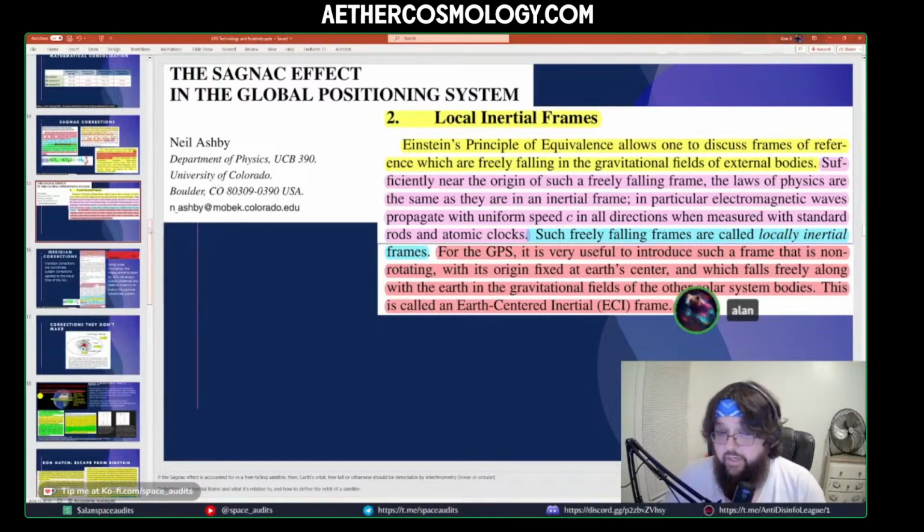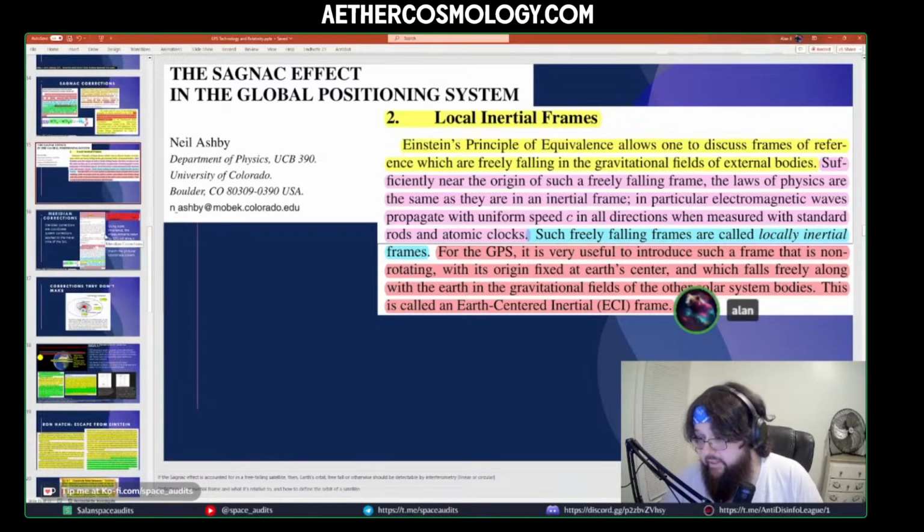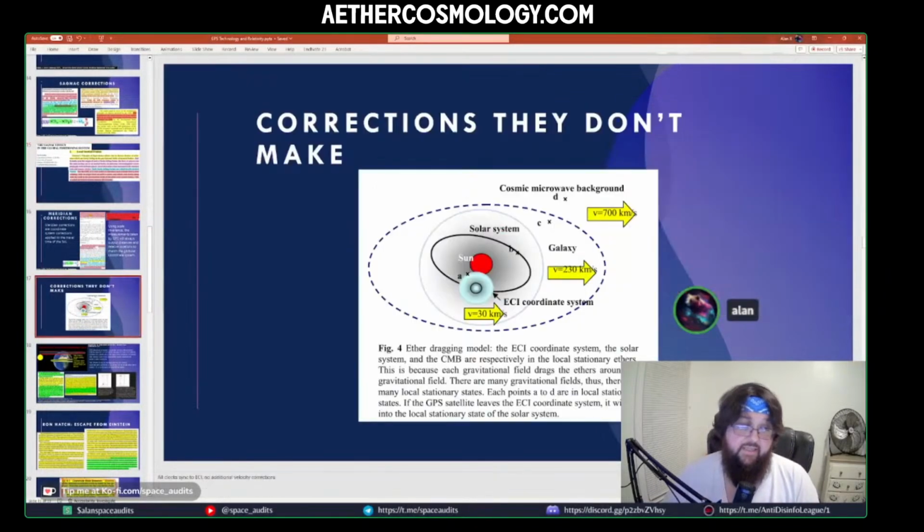It should not require a correction that corresponds to its absolute velocity if the Michelson-Morley experiment can't detect the absolute velocity of the Earth around the sun. So in the same respect, they say, okay, well, the Earth's falling around the geodesic and all that stuff. So the same situation is going to apply here. So we're going to see the actual corrections that they're making for these clocks, and they're not going to correct for any of these galactic or cosmic velocities that they say we're at.